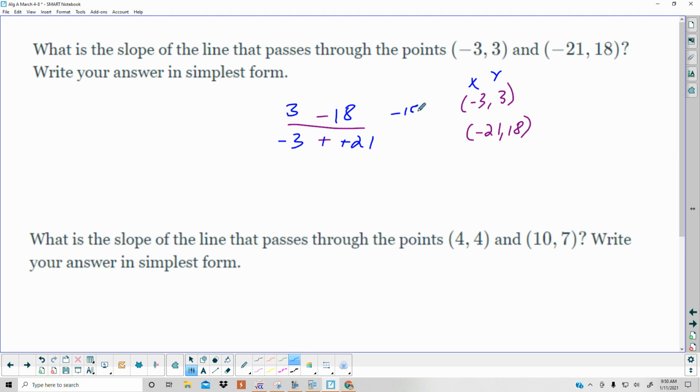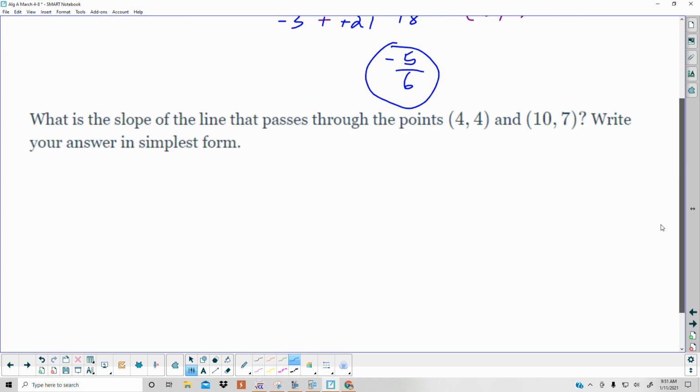So there's -15 over 18. Then you have to reduce the fraction. There's a 3 that'll cancel out of both of these. 3 goes into -15 -5 times. 3 goes into 18 6 times. That's your final answer.